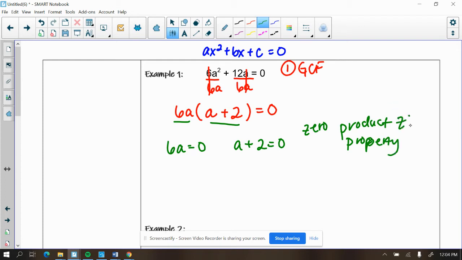Okay, or we just call it ZPP. Easy way to do it. And then I'm going to solve for a. So divide by 6 here, divide by 6. 0 divided by anything is 0. And then minus 2, minus 2.